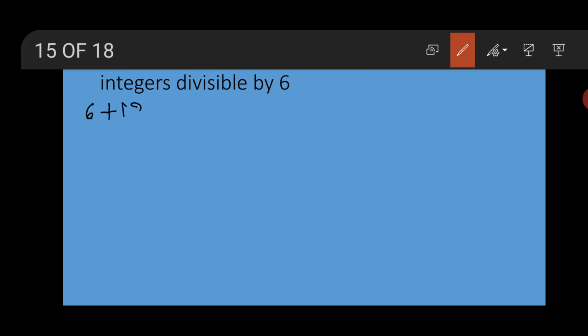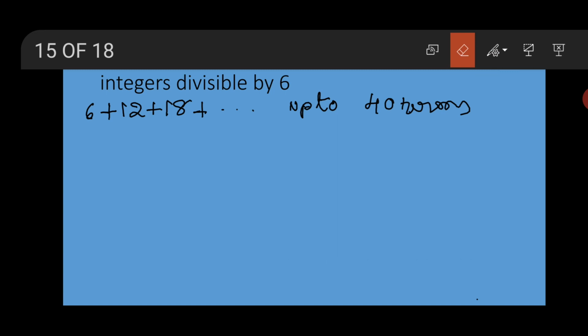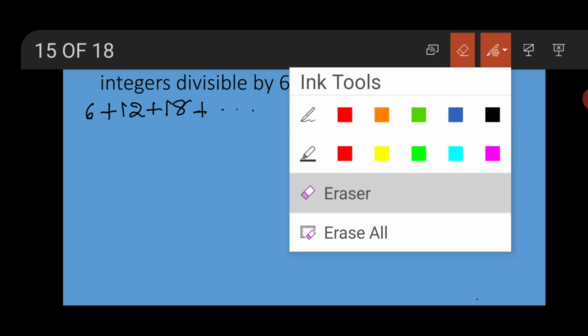Multiples of 6: 6, 12, the next number is 18, like that 24, up to 40 numbers. So here a is equal to 6 and d is equal to 12 minus 6. We can use that formula also, or otherwise we can use this formula. See, take the common factor outside. What is common here? 6 is the common factor. Take it outside.